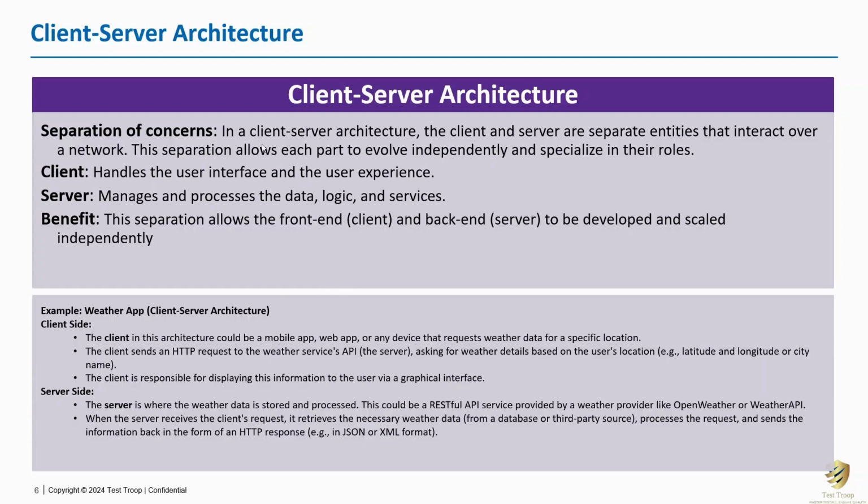It says that the client and the server are separate entities. They are platform independent and language independent, and they interact over a network. The separation allows each part to evolve independently and specialize in their roles. In most cases, the client generally handles the user interface. It can be a mobile application, a web application, or a desktop application. So the client generally handles the front end, and the server basically manages the back end process. It processes the data and logic, and helps in building the logic and the services.